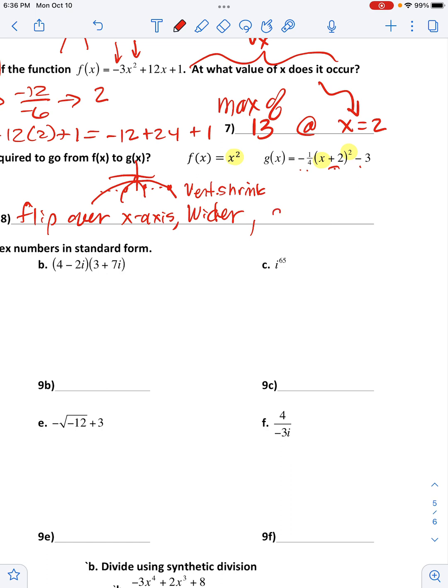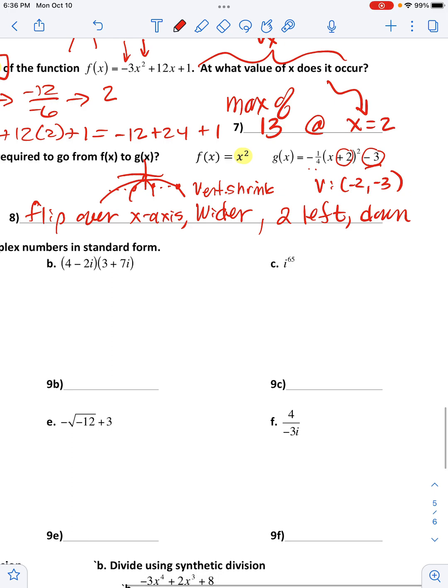What does the 2 do? In here, it's going to move it 2 to the left because it's inside the container. And here, it's going to go down 3. If it asked you for the vertex on this one, you would give the vertex as -2, -3 because it's vertex form. And you can get the vertex simply by looking at the opposite of this number and then this number as is. So that's still off of the chart. Oops, that's down 3.